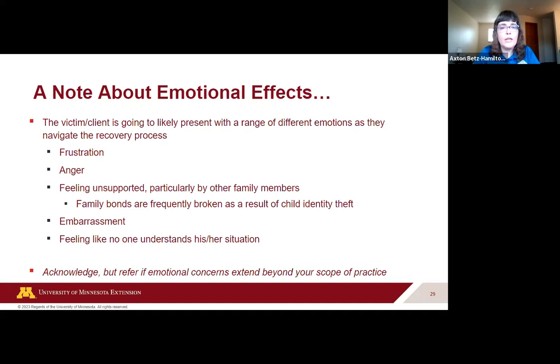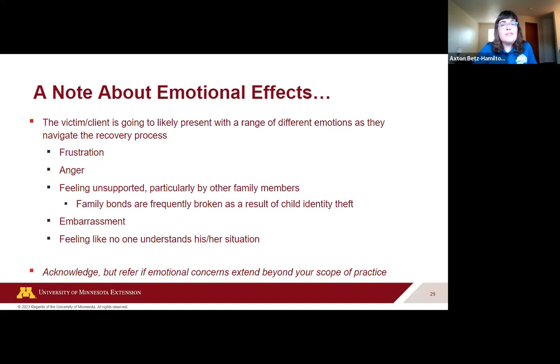But the victim or client is likely going to present with a range of different emotions as they navigate the recovery process, like frustration. Frustration is very common. Anger that this happened, anger at financial institutions, anger at family members, just angry. Feeling unsupported, particularly by other family members. And family bonds are frequently broken as a result of child identity theft.